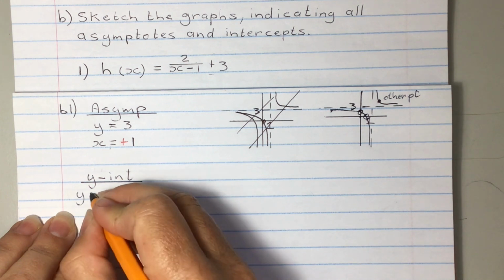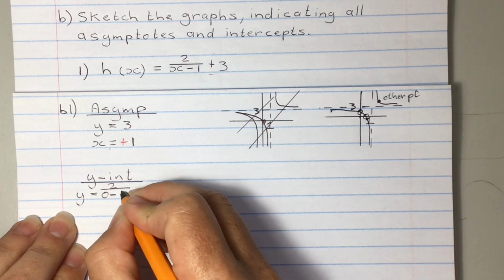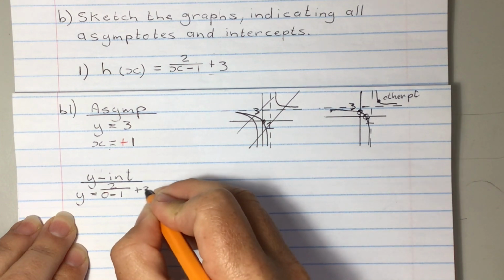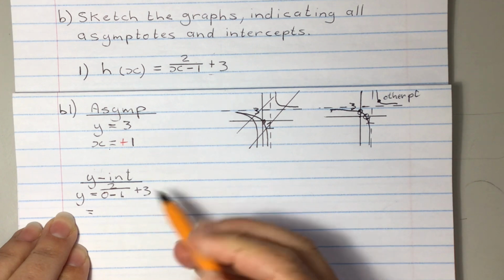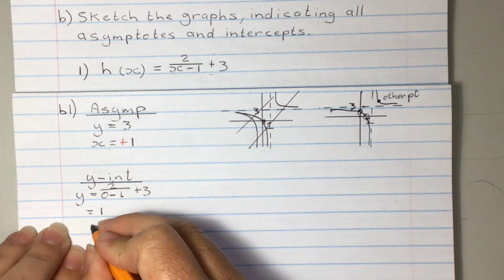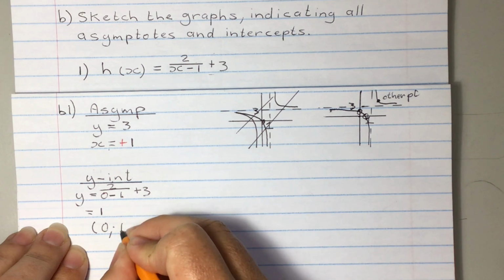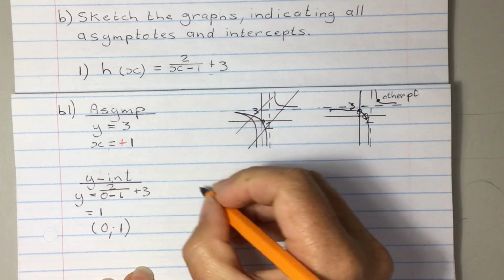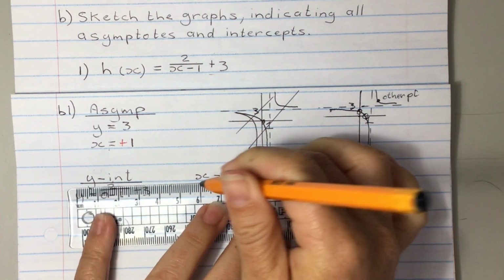So we've got y is equal to 2 over, instead of x I've got 0, minus 1, plus 3. And so that will be -2 plus 3, which gives me 1. And so my point is (0, 1). Now let's go to our x-intercept. This one takes a little more work.